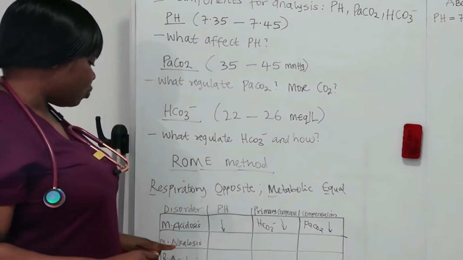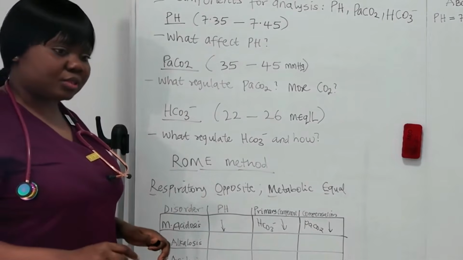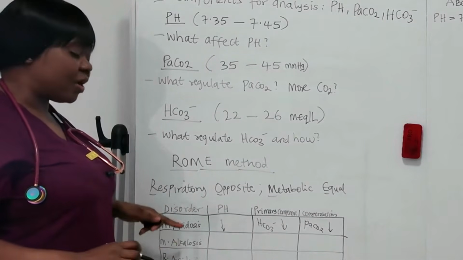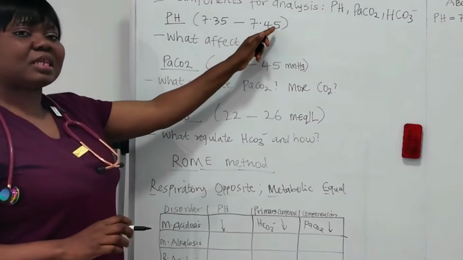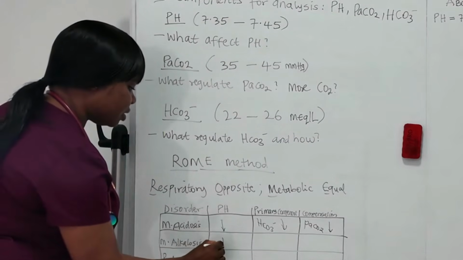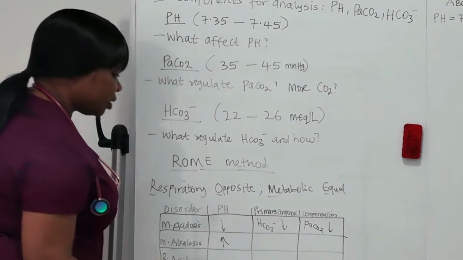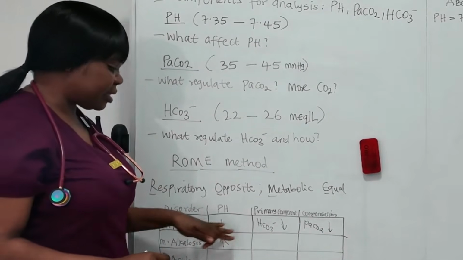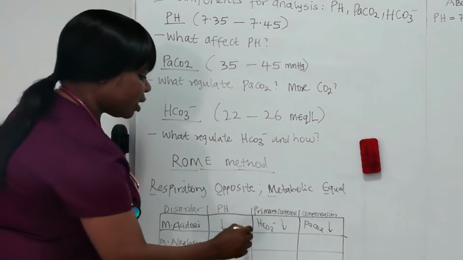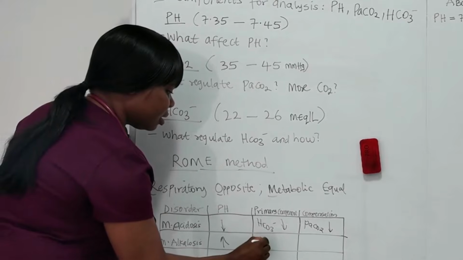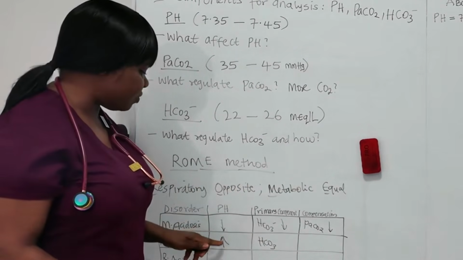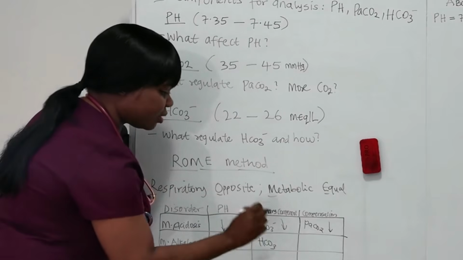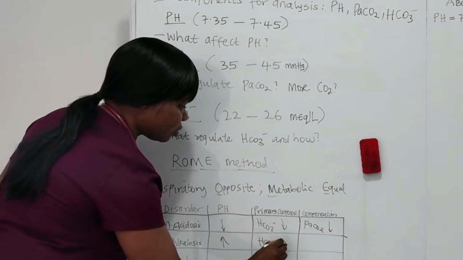The next one will be metabolic alkalosis. So the first thing is we're talking of alkalosis. That means there is an increase in pH, so it's greater than 7.45. We say pH is going up. And then because it's also a metabolic issue, we're looking at HCO3. And remember, metabolic says equal. So if the pH is going up, it must be equal in direction. So it means the bicarbonate is going to go up.